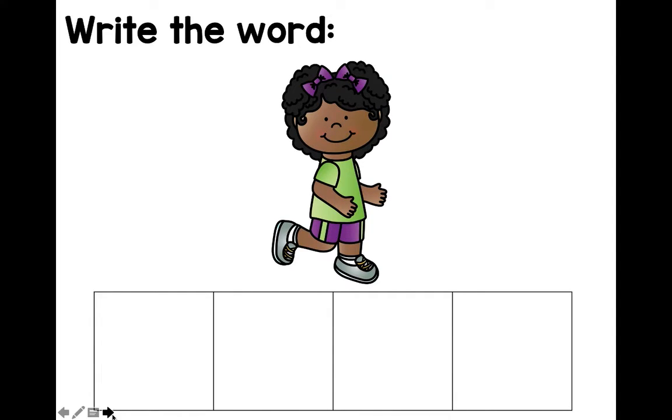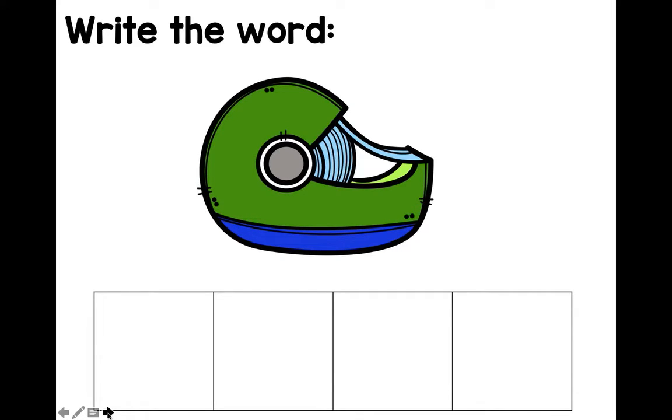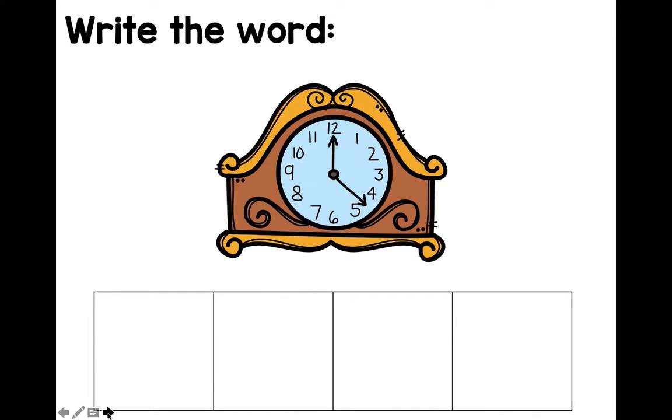So this one is race, R, A, S. Don't forget the silent E helper at the end. So write it down. Next one is tape, T, A, P. Silent E helper in the last square. Make sure you put that silent E helper. Then we have late.